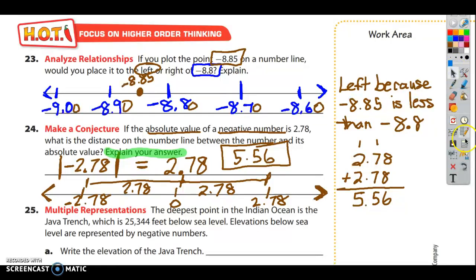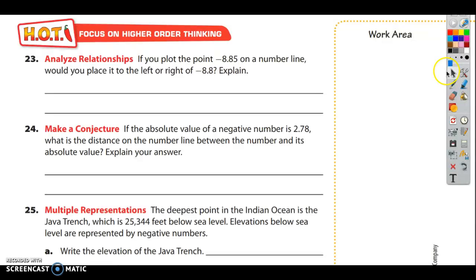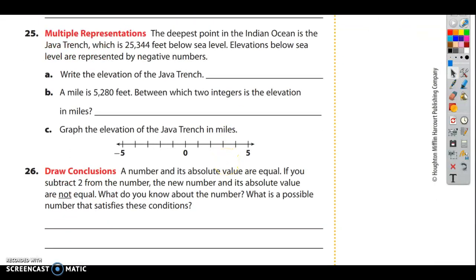Okay, we are done with page 20. I'm sorry, this is page 58, and we are going to skip numbers 25 and 26. So you are done with this page. Good job. You may move on to the next lesson.